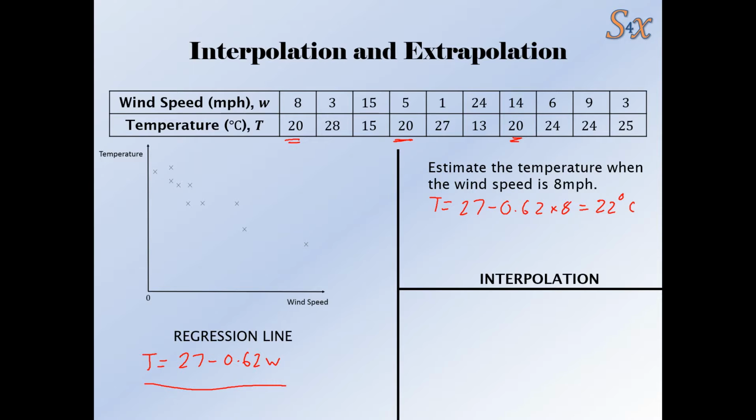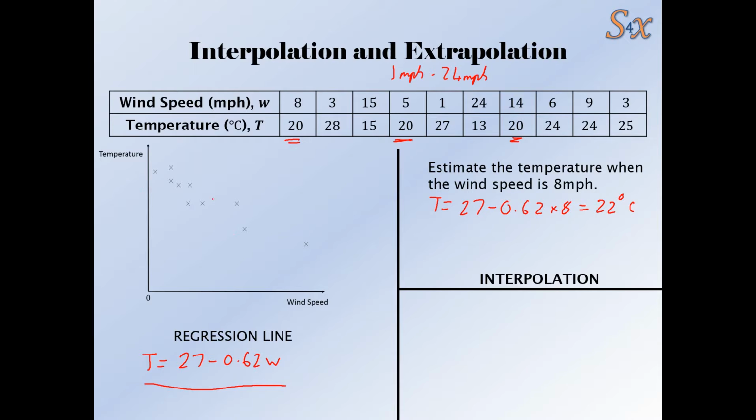The reason for that is if I look at our data, our data for wind speed goes all the way from 1 mile per hour all the way up to 24 miles. Now we're trying to make an estimate for 8 miles per hour. That lies within the range. So our data goes from 1 mph to 24 mph. Okay, we're after 8. It lies within the data.